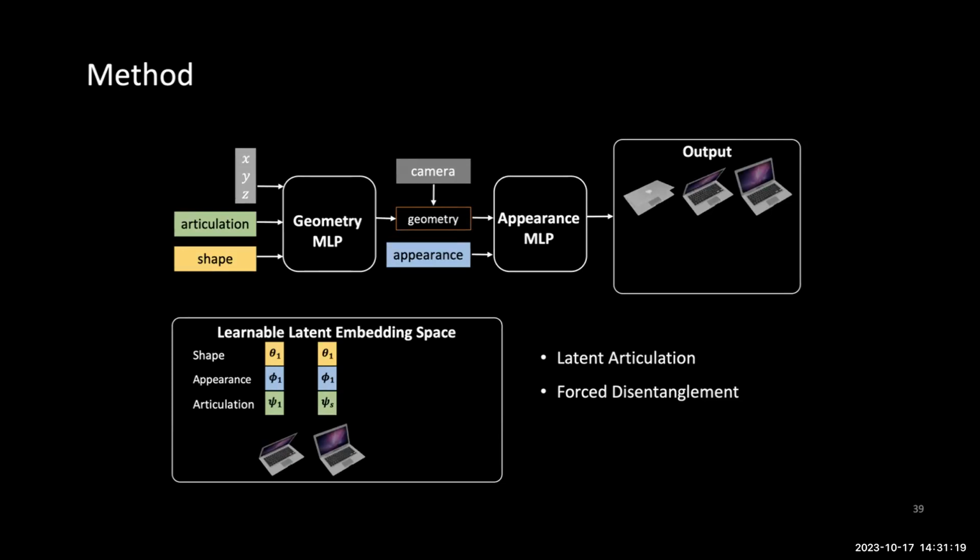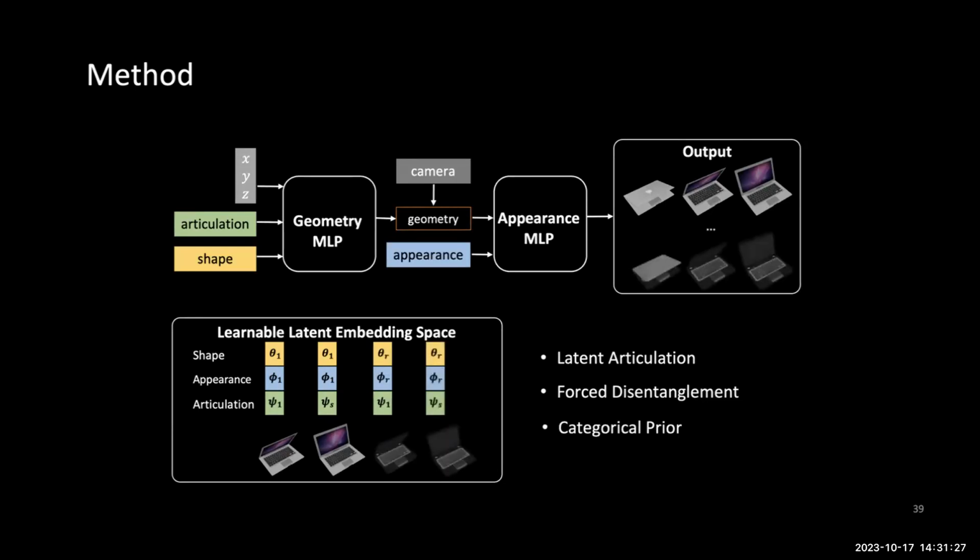And thirdly, different from NeRF, we also incorporate a categorical prior, meaning for another laptop, they will share the same MLP. So the 2 MLPs have encoded the priors from the laptop category, and then the object-specific information is encoded in the 3 latent codes.